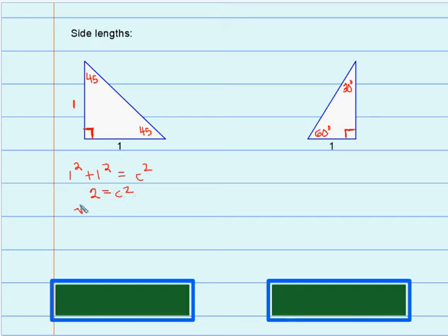And then I would square root both sides, leaving me with the square root of 2 equals c. So this side length is the square root of 2. Okay, that's what you need to know. Your side lengths are identical here, and then it's the square root of 2. So it's 1, 1, square root of 2.